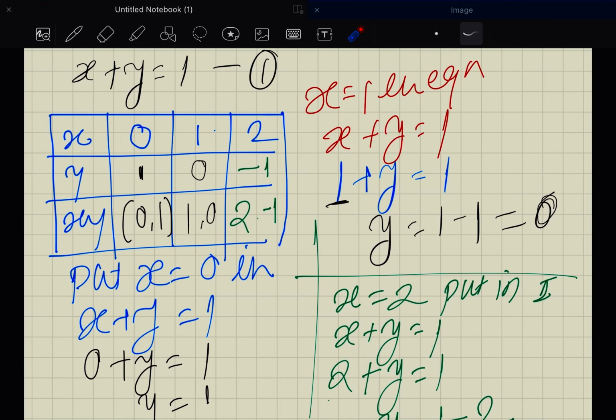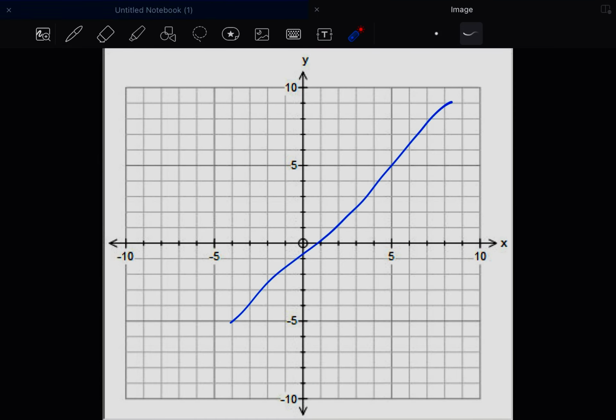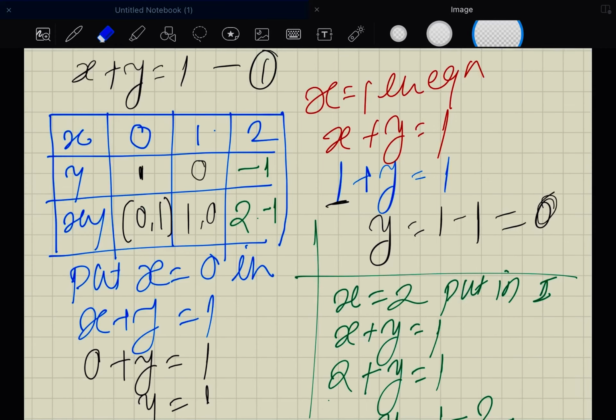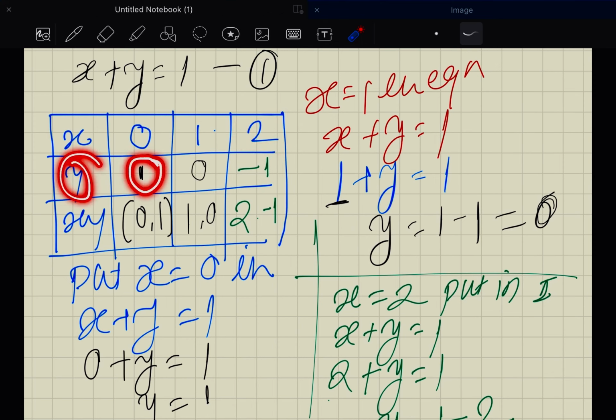Clear? So first of all, let's see the graph book. Initially we have to erase all the graph points. Next, see 0, 1, 2, and first of all find out the limits. For x, the lower limit is 0 and the higher limit is 2. For y, the lower limit is, sorry, -1, and the upper limit is 1. So we have to go like this.